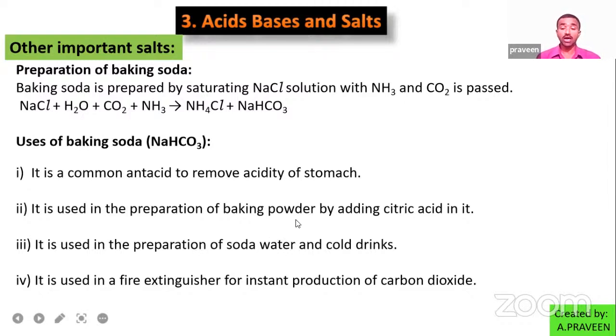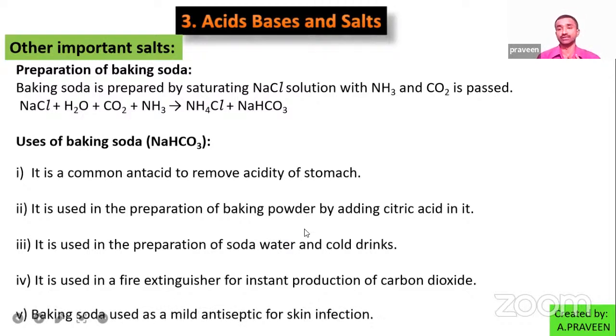Baking soda is also used as a mild antiseptic on the skin. So here it can control that. Mild antiseptic as lotion or in preparation of ointments to control skin defects, infections.